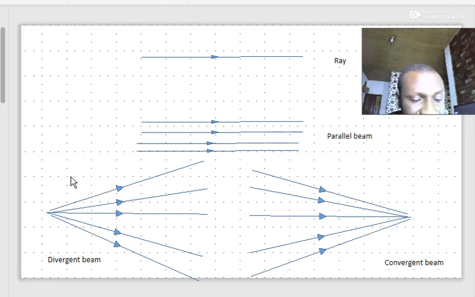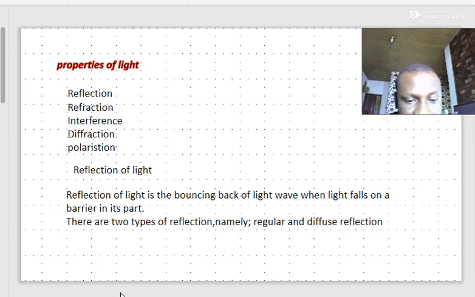So having known this, we need to now look at the properties of light. The properties of light are reflection, refraction, interference, diffraction, and polarization. Polarization is peculiar to transverse wave because light is a transverse wave. Reflection of light is what we'll start with.